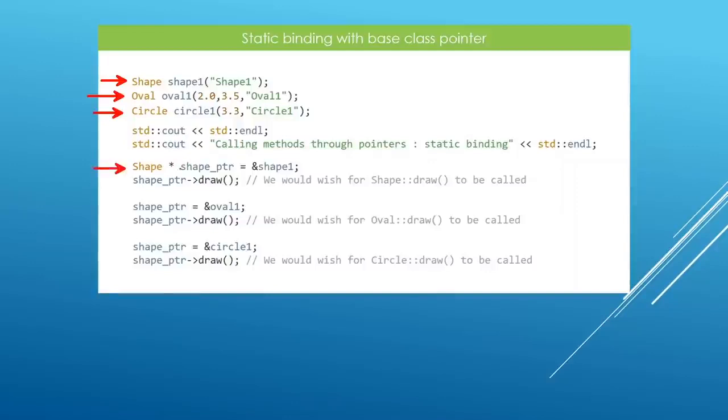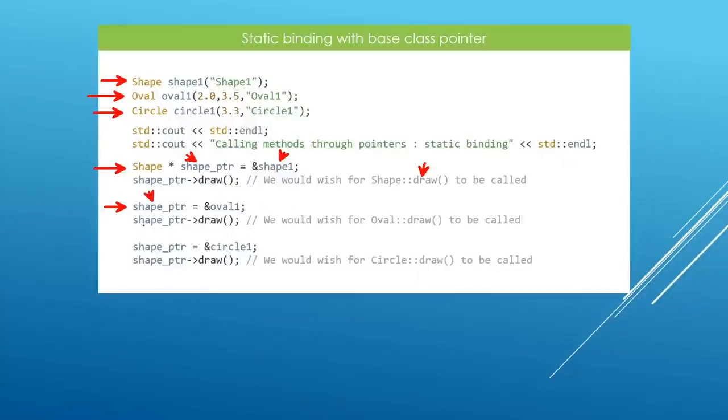In our first line, we're going to set up a shape pointer and we're going to store in the address of shape1. And what we would want in our C++ program is that if we call the draw method on this shape pointer, we would want the shape draw method to be called because we have a shape object stored in our base pointer here, or in other words, we are using a base pointer to manage this object in memory. Down here, we store an oval object in our shape pointer, or in other words, we're going to be using this base pointer to manage an actual oval object in memory.